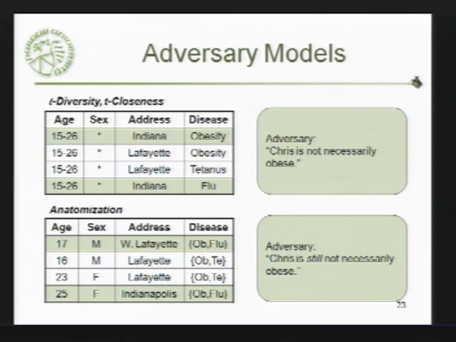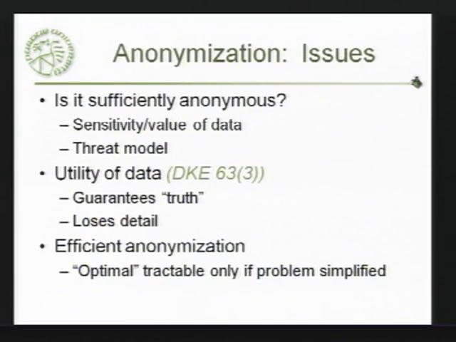L-diversity, T-closeness would work. Okay. So some of the issues there: what is anonymous enough? Well, you need to know the sensitivity or the value of the data, and what is the threat model? What might somebody be doing? What about the utility of the data?